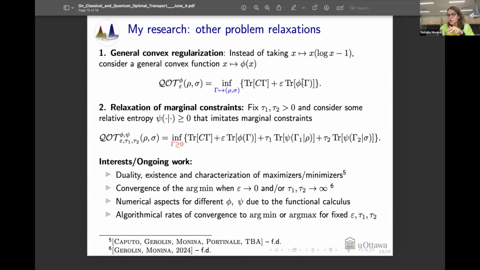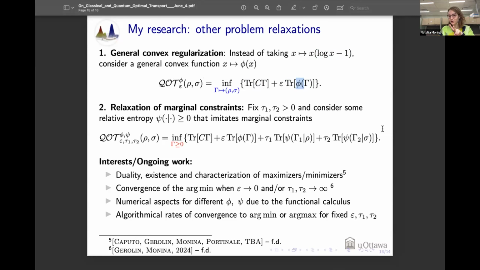Also, what is very nice is that if you take some general convex function, for example, x squared, in terms of matrices it is much simpler to compute. Instead of taking an exponential of a matrix, you just take the square of a matrix. So you don't have to diagonalize the matrix, so it's very nice for numerics.